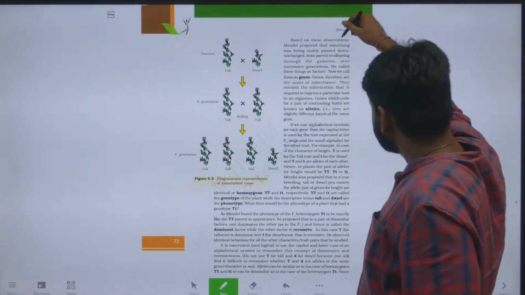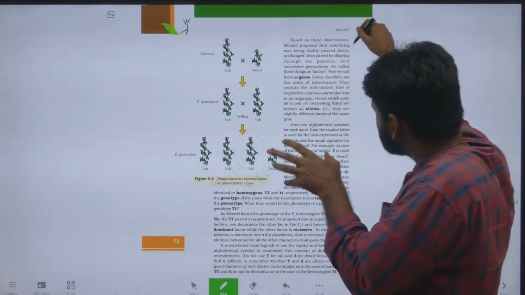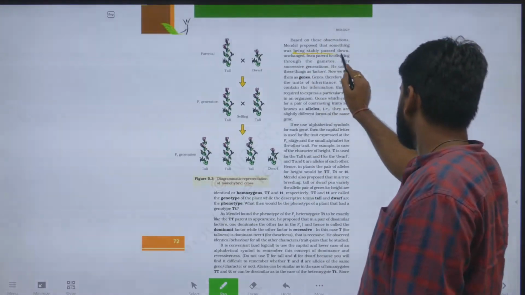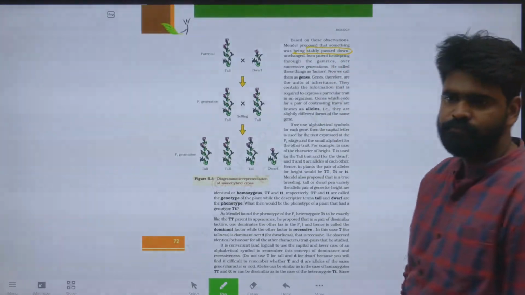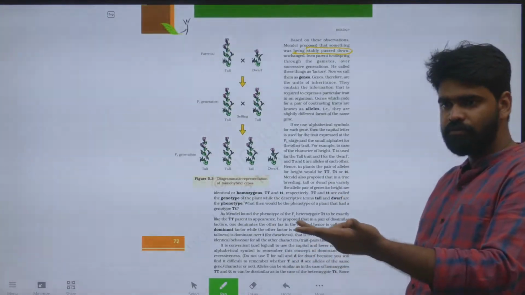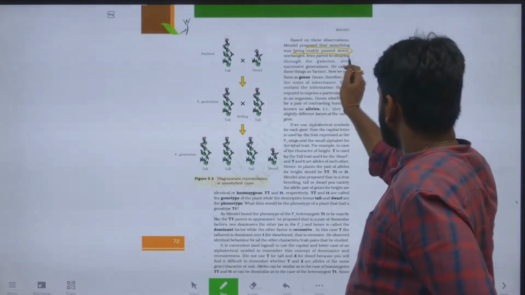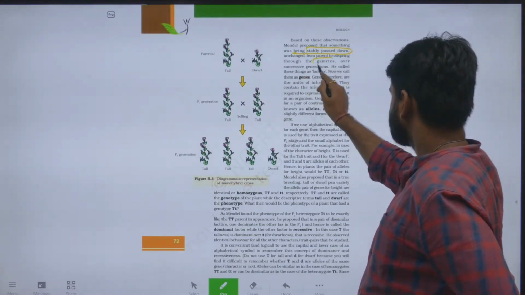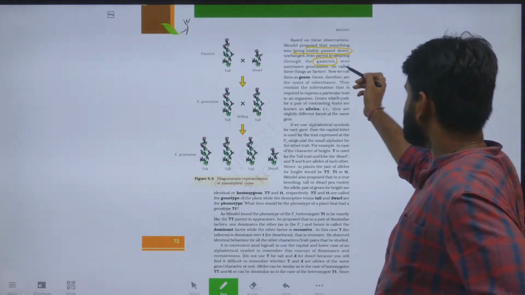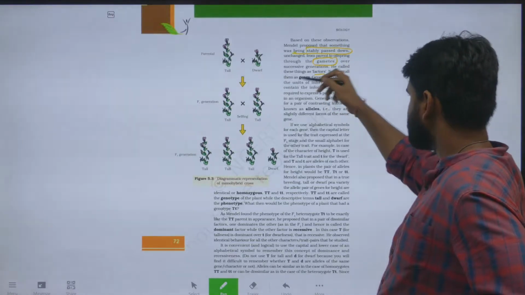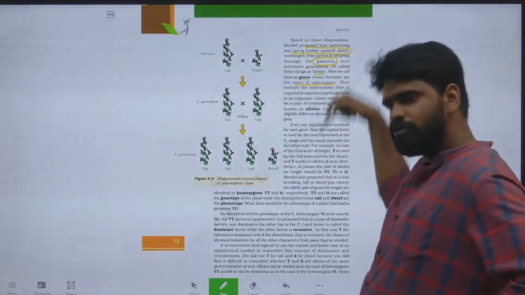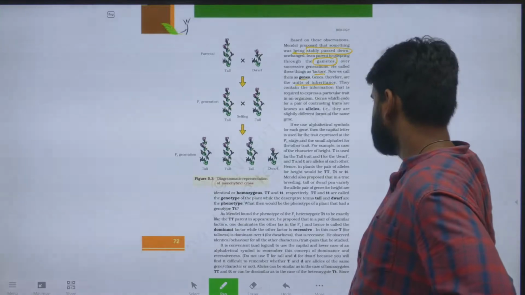Now, based on these observations, Mendel proposed that something was being stably passed down, meaning not changing from generation to generation. Not changing, not blending, and getting expressed. It passes from parent to offspring through the gametes, since only gametes fuse over successive generations. He called these things factors; now we call them genes. Genes are therefore the basic unit of inheritance. And chromosomes also you will get somewhere.